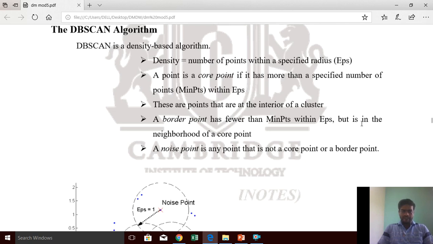DBSCAN is a density-based algorithm. So what is density? Density is equal to the number of points within a specified radius epsilon. Any point is taken, and from that point a circle is drawn with a radius of epsilon. All the points within that radius belong to the cluster. So density is the number of points within a specified radius epsilon.